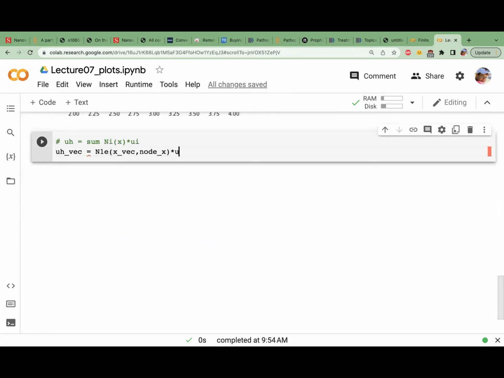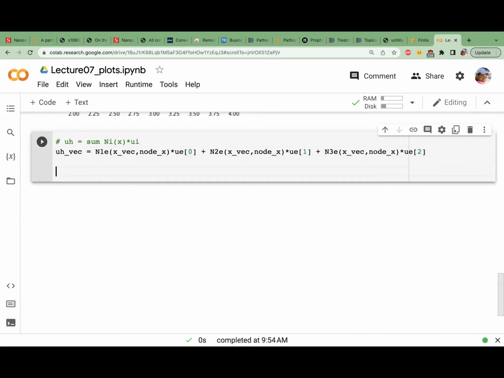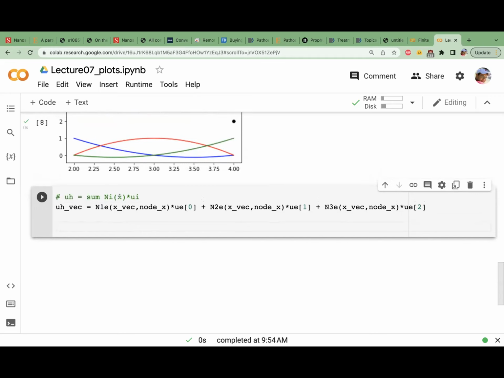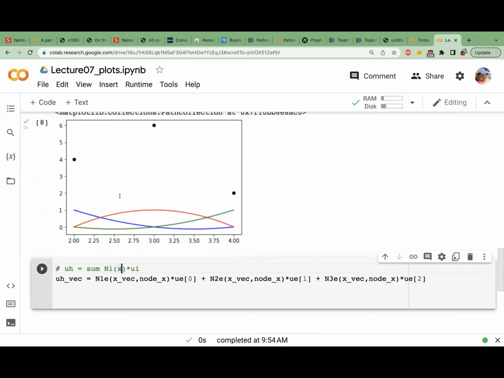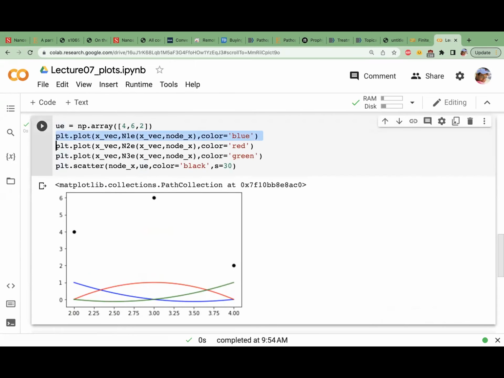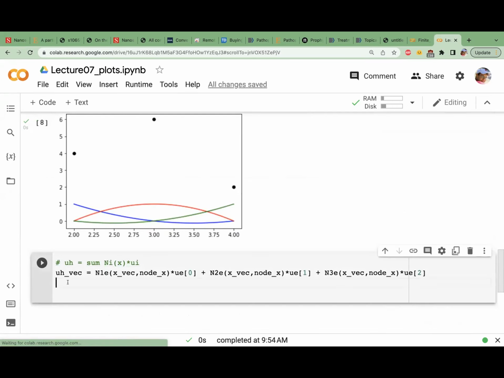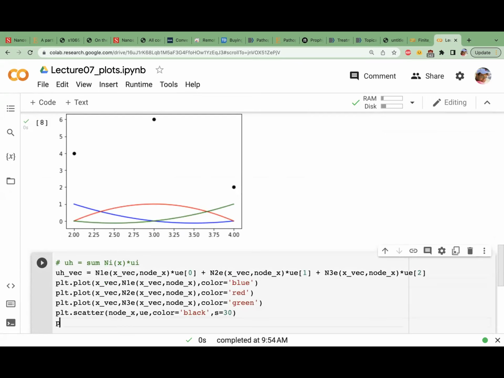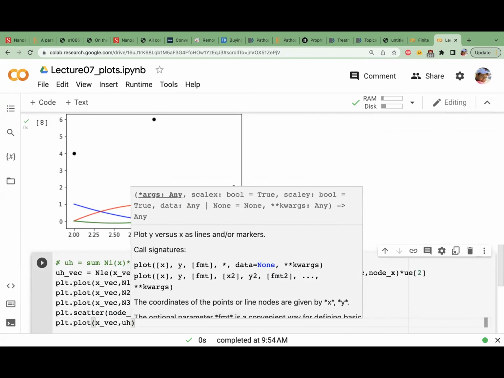Times U1E, which is UE0, plus the second shape function, N2E evaluated at those X points, times the second location, plus the third shape function, times the third location. So again, all I'm doing is that sum at all those x points that I define with xspec. So if I plot that, I'm still going to plot the same three things that I had before, but now I'm also going to plot, for those x's, that UH vec.